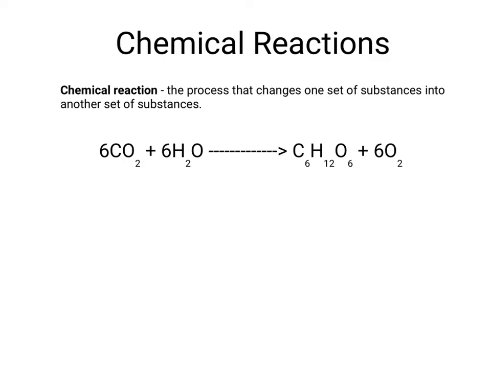So a chemical reaction can be written as you see here. This is basically a chemical equation for the reaction for photosynthesis. It can be written two ways. All right, one is you see it as it is written here.